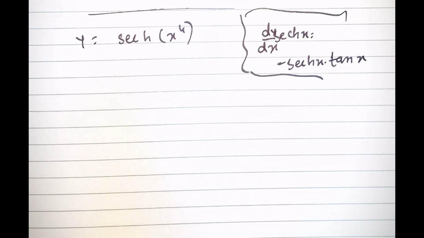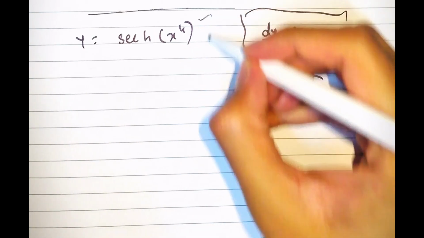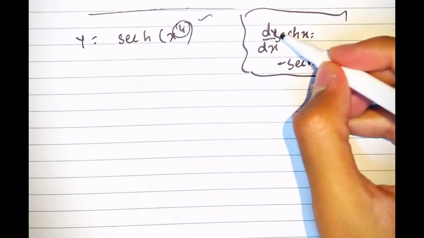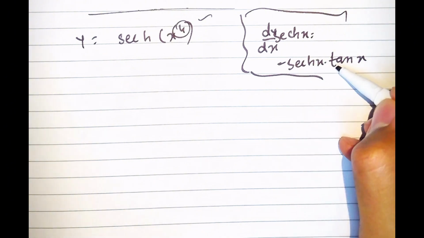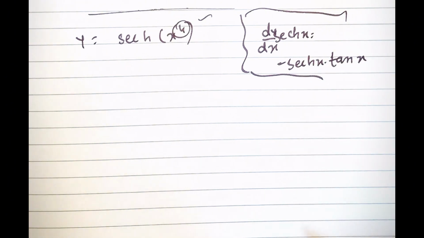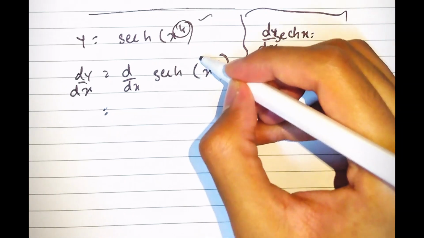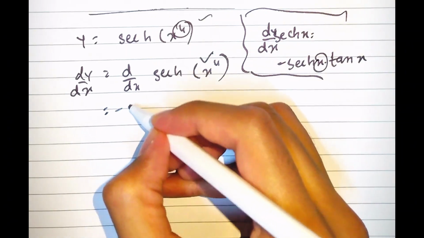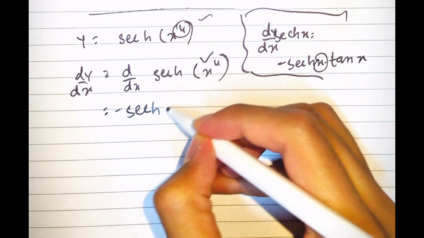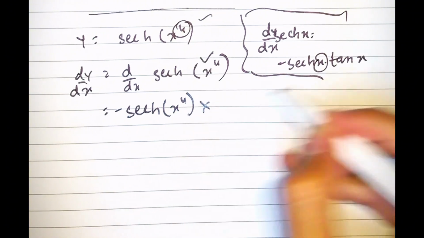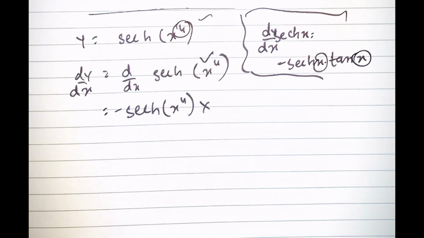So we have to find the derivative of y is equal to secant hyperbolic x power 4. The derivative of secant hyperbolic x is negative secant hyperbolic x multiplied by tangent hyperbolic x. Okay, so let's apply the differentials on both sides of the equation. Instead of writing x, we will replace it with x4. So we have negative secant hyperbolic x4 multiplied by tangent, and instead of writing x, we will write x4.